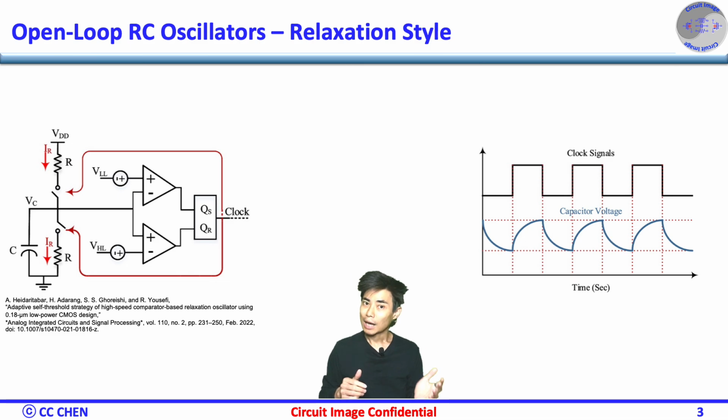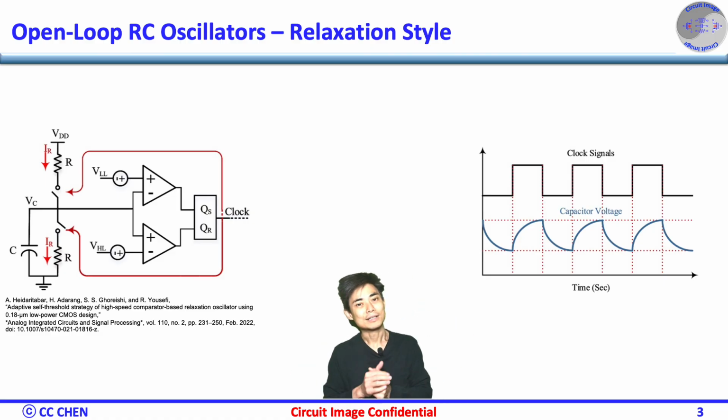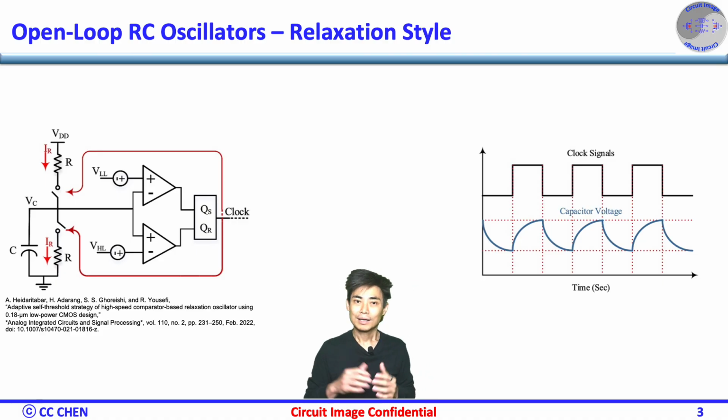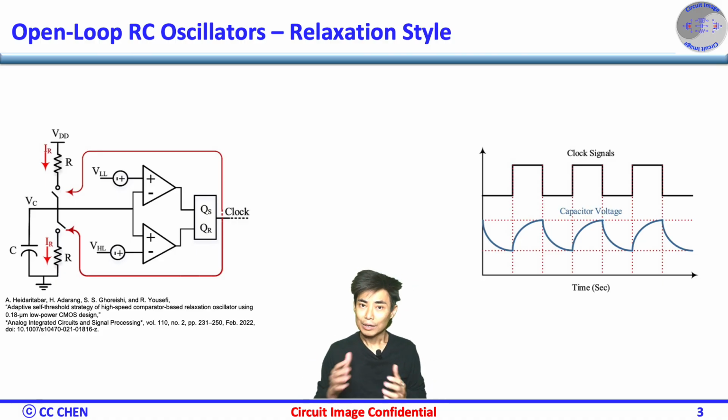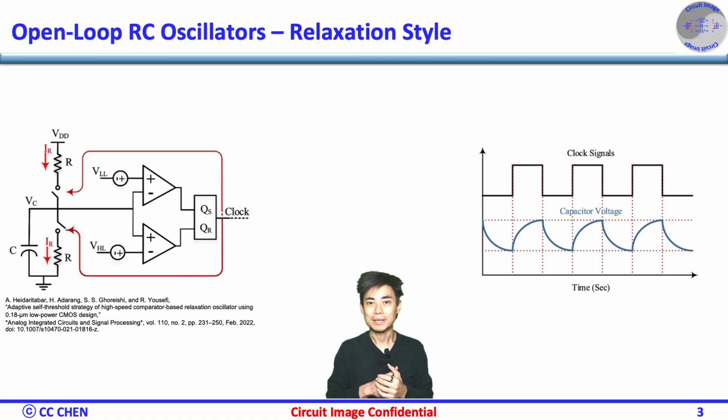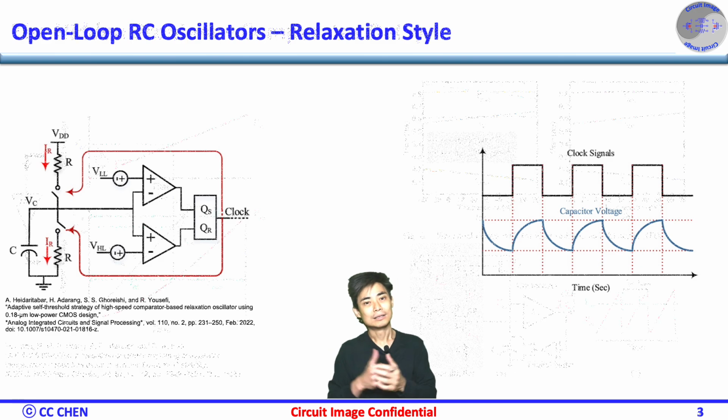The most basic type is a relaxation oscillator. You charge a capacitor slowly, hit a threshold, then discharge it. Repeat forever. It's easy to understand. It's like filling and draining a water tank between two levels. But the design pitfall is in the detail. Comparator delay and offset mess with your timing. It's not a concept issue, but the implementation imperfection that hurts.